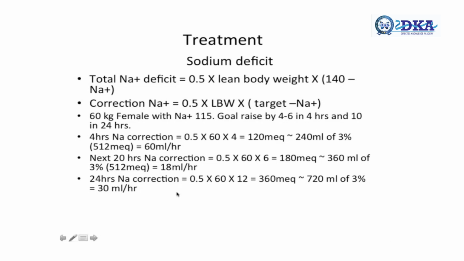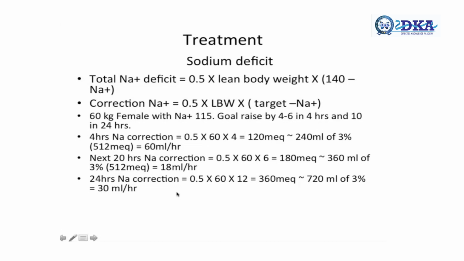In a 60 kg female with a serum sodium of 150, if you want to raise the sodium by 4 milliequivalents in 4 hours and 10 milliequivalents in 24 hours, when you apply the formula, it's 50% of the total body weight into 4, which is about 120 milliequivalents, which will be given by 240 ml of 3% saline. One liter of 3% saline has about 512 milliequivalents. Therefore, you can easily calculate it as 60 ml per hour.